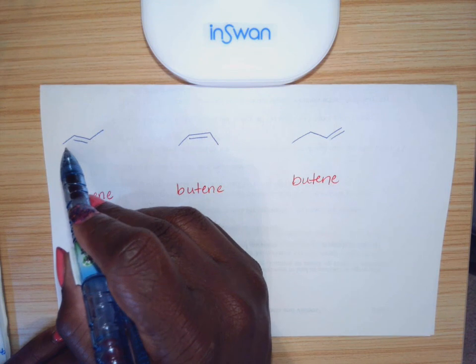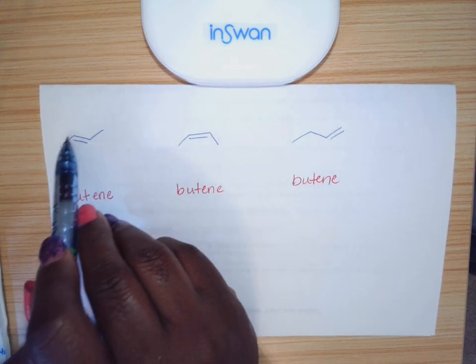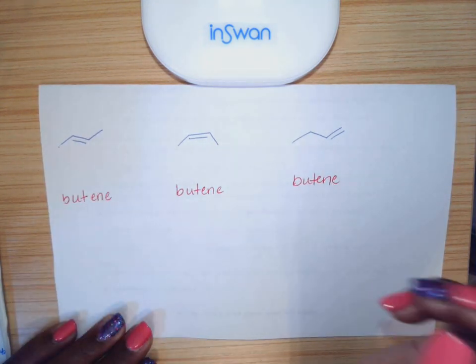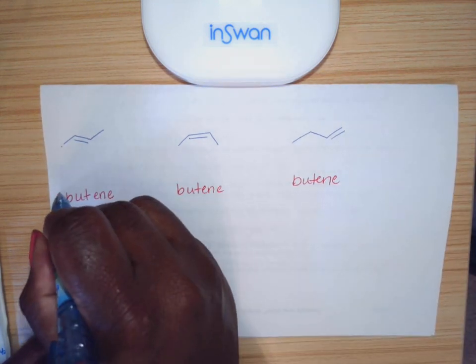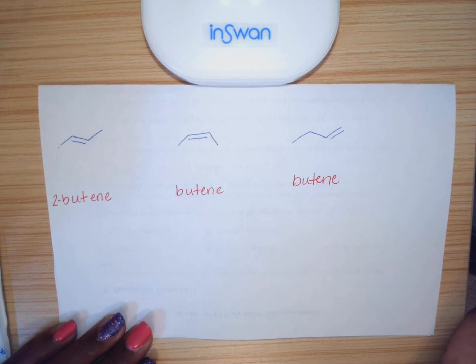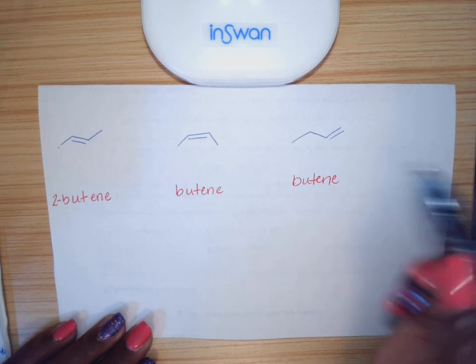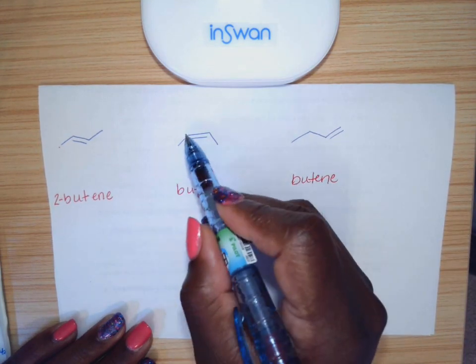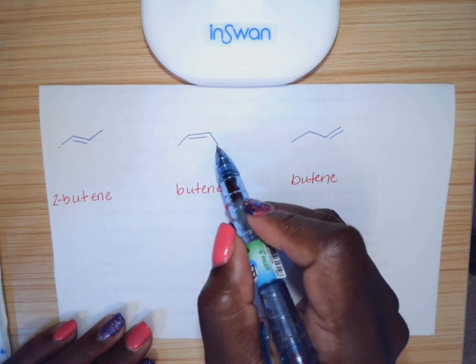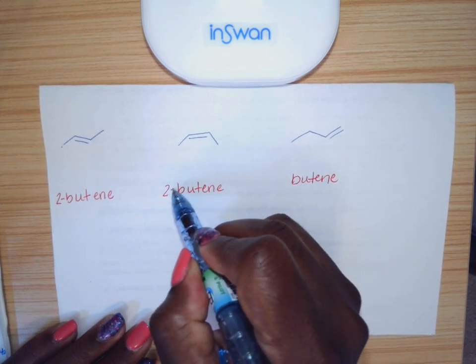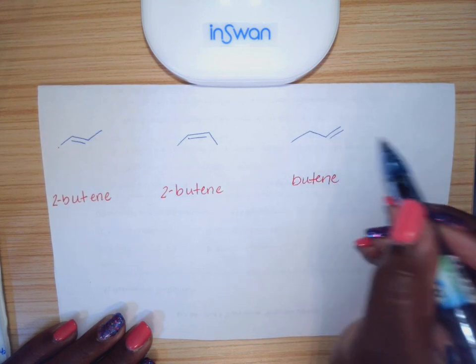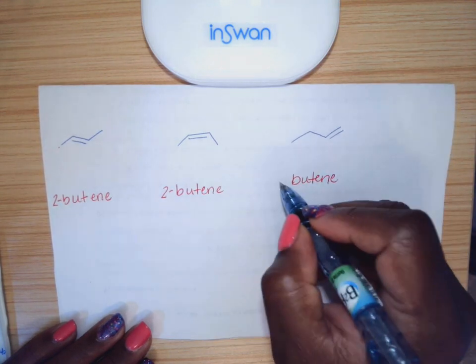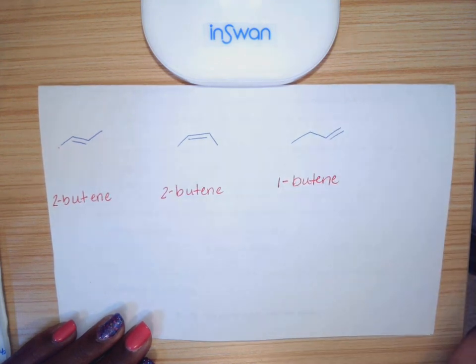For the first molecule, if I count from left to right, 1, 2 is where it starts. Counting from right to left, 1, 2 is where it starts. So we get a tie. It doesn't matter which direction we count. It still represents 2-butene. Same thing for the second structure. 1, 2 from the left or 1, 2 from the right. So again, we have 2-butene. The last one, 1, 2, 3 from the left versus 1 from the right. So if we don't have a tie, we want the lowest number, which would be 1.